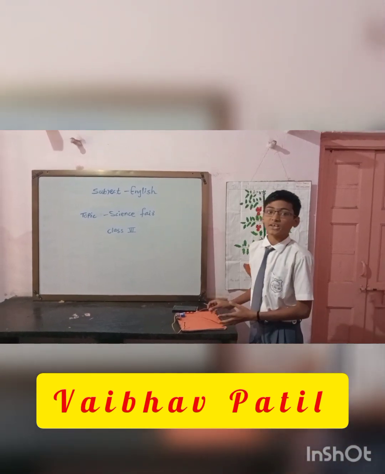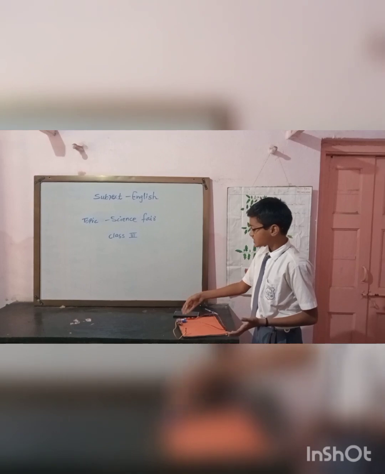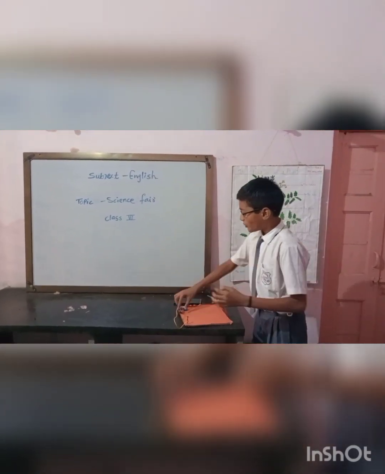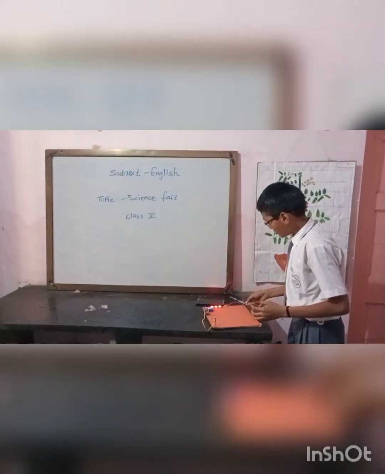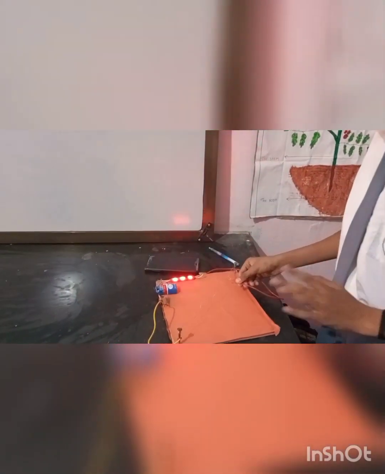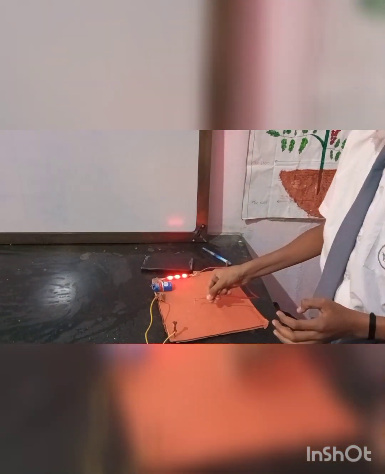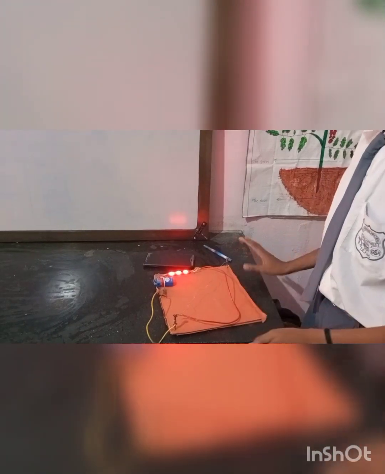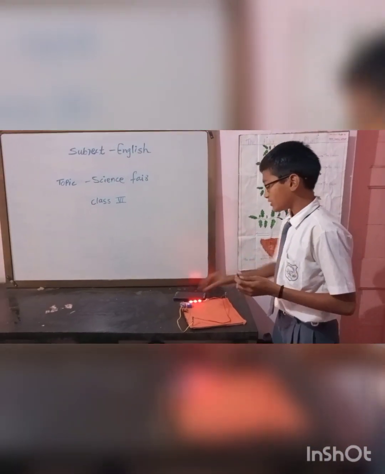And I made a buzz game. There are three main parts of this game. First, this 9-volt battery and this light. And when we start the switch, it gets on. And when we play this, when we touch here, the light comes on and we are out. And when we come here, we win the game. And I also made this pencil which works on mobile.